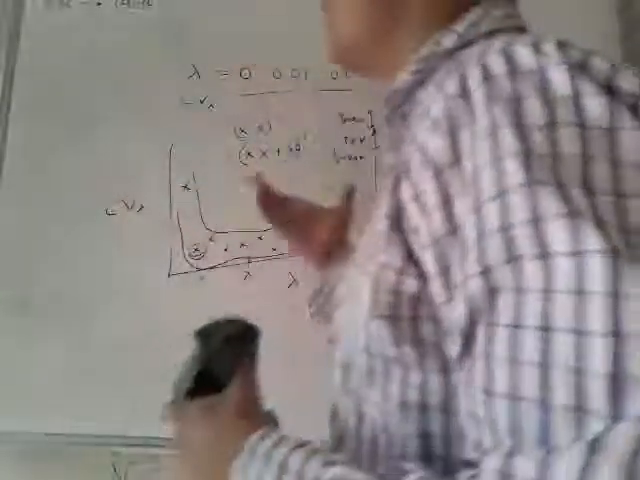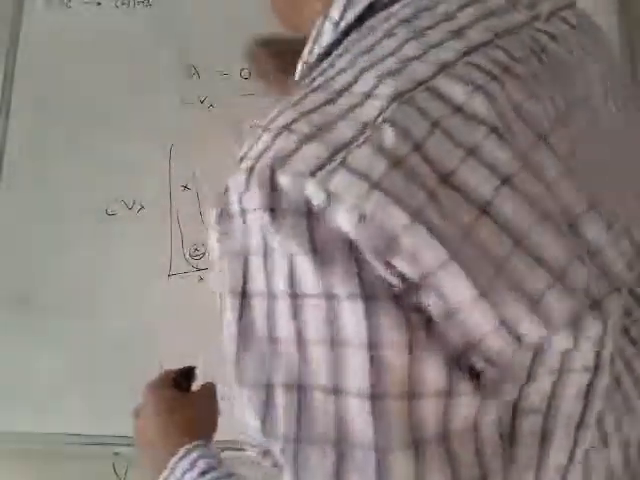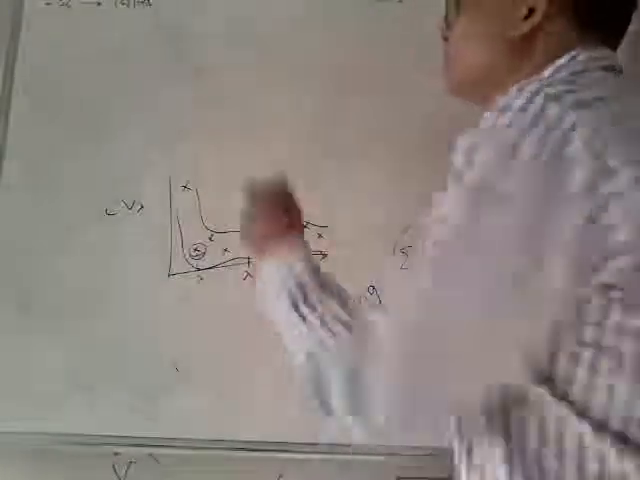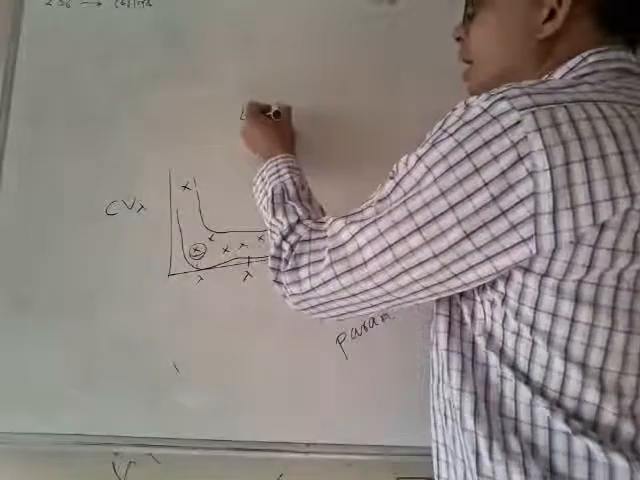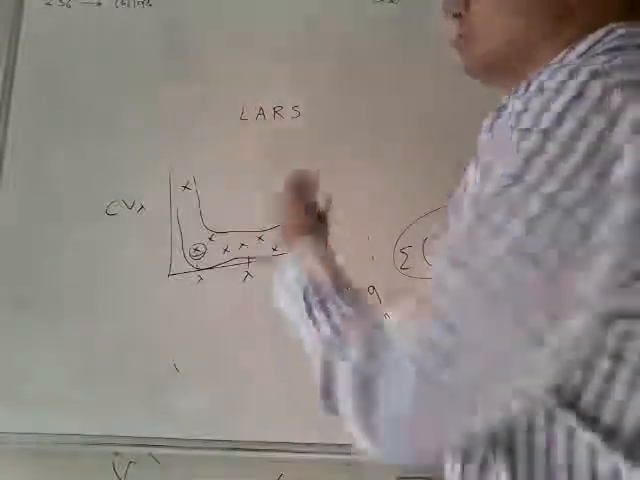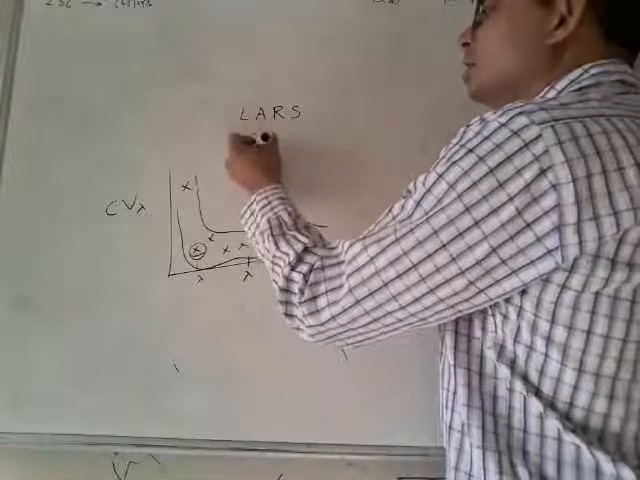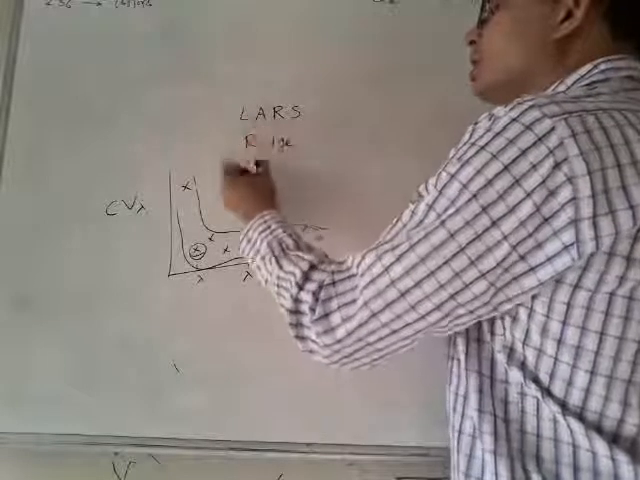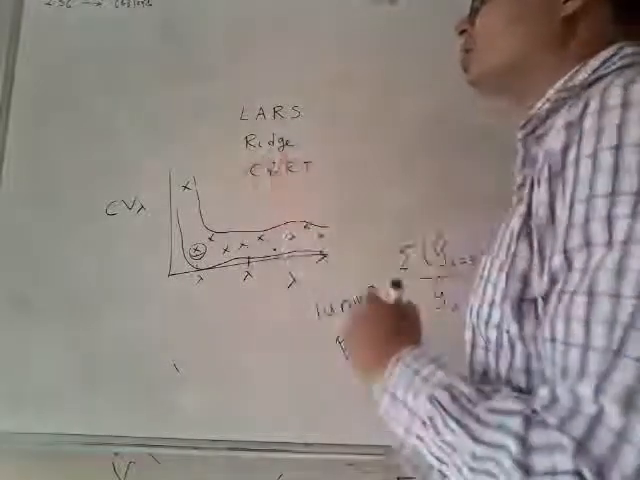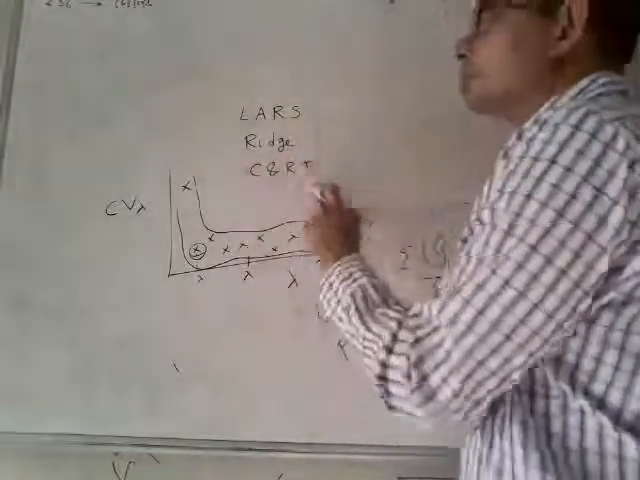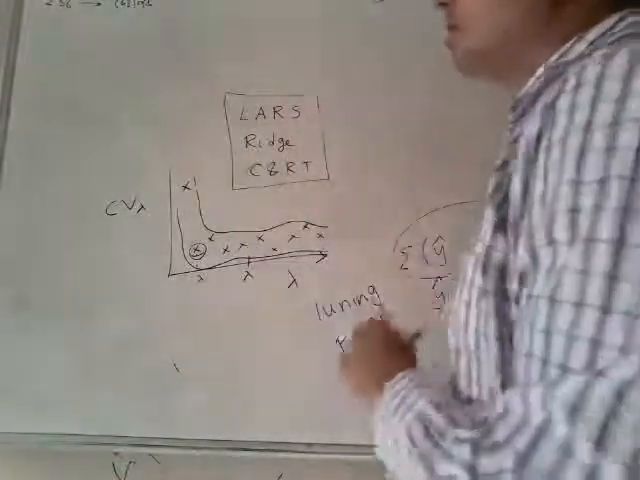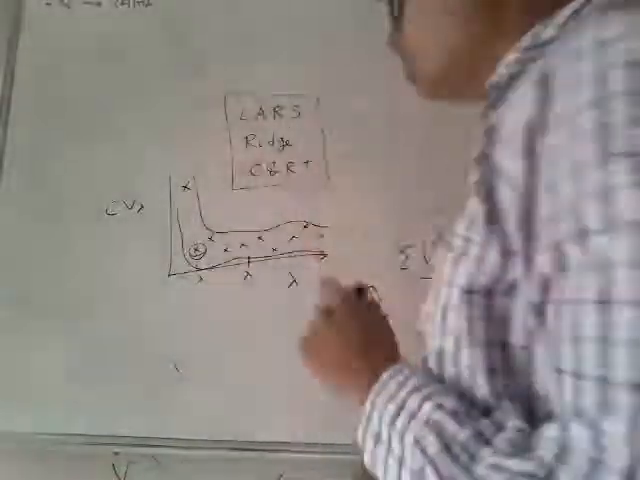Now, various techniques have this already built in. Here are some of them. If you are using LARS, least angle regression, that uses cross-validation. Ridge, I have already mentioned. CART, classification and regression trees, that also uses this. So all these techniques use this method for choosing various tuning parameters.